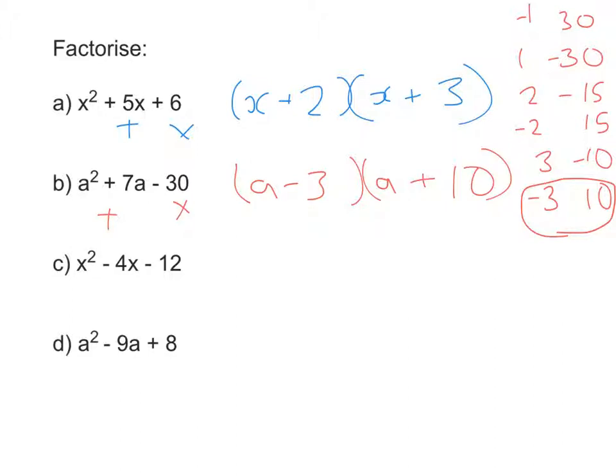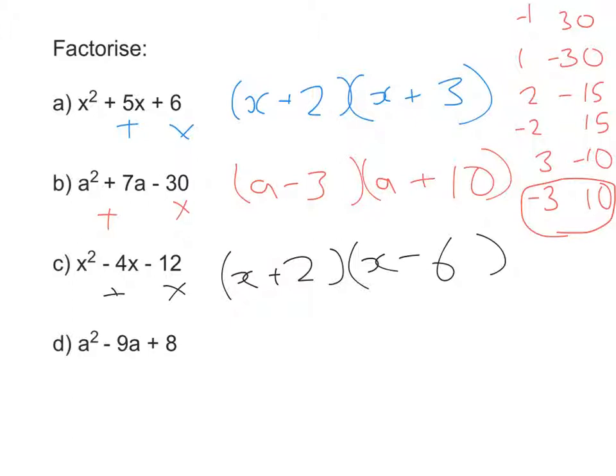Okay? And again, we just do some more with different situations with negative numbers. x and x in this one, because we use the letter x. Times together to get minus 12, but add together to get minus 4. Well, I think it's 6 and 2, so I reckon it's going to be positive 2 and minus 6. 2 times minus 6 is minus 12, correct? 2 add minus 6 is minus 4.